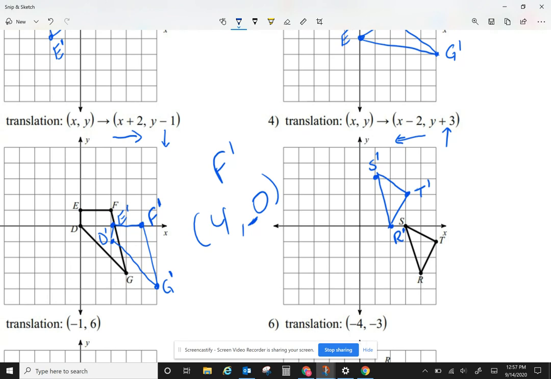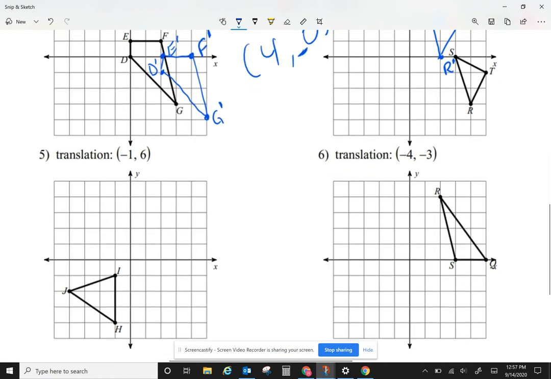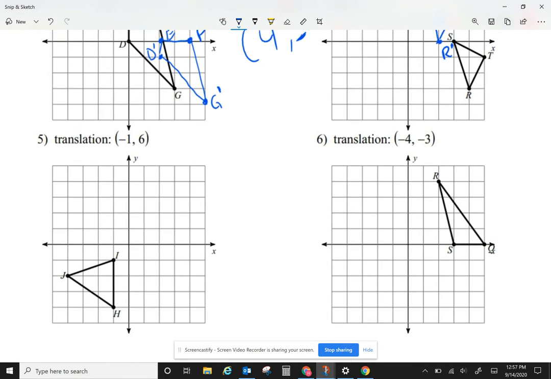Another way I can give you translation is what we call displacement. Notice how here it said translation, and inside parentheses I have (-1, 6). For notation, like I did in questions 3 and 4, I gave you something like x minus 1, y plus 6. In questions 3 and 4, we saw it like this. What that meant was 1 to the left and 6 up.